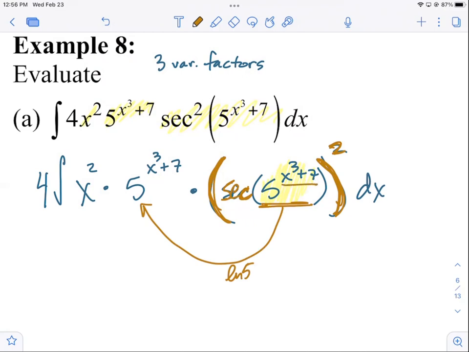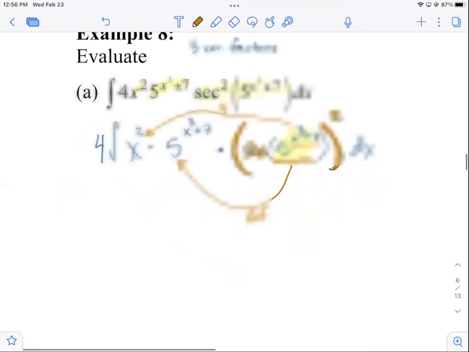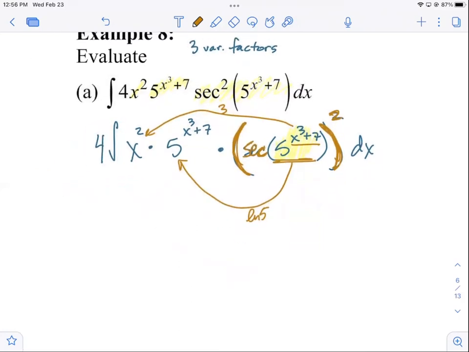The derivative of x cubed plus 7 is 3x squared. And we're off by another 3. So we get the x squared part. So notice the way I did that, I only wrote down what we were off by. But we do generate the other two variable factors, yes? And that's good. So that means we've identified our inside and outside function correctly.